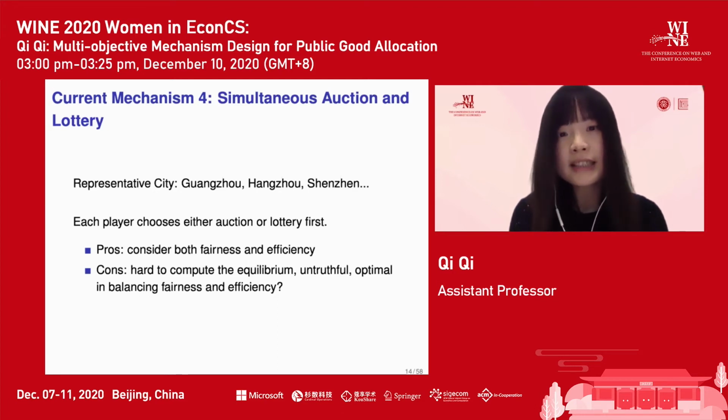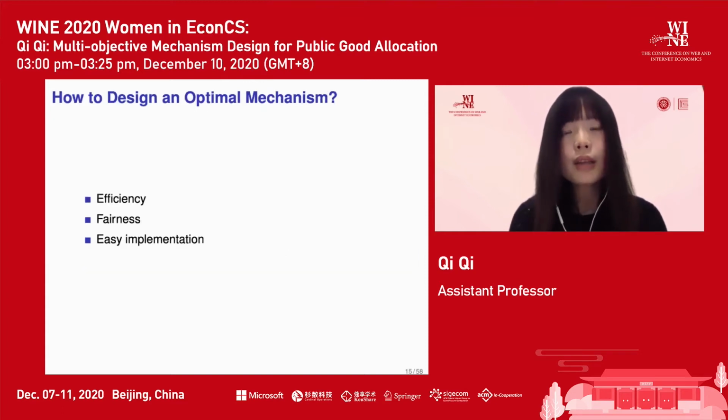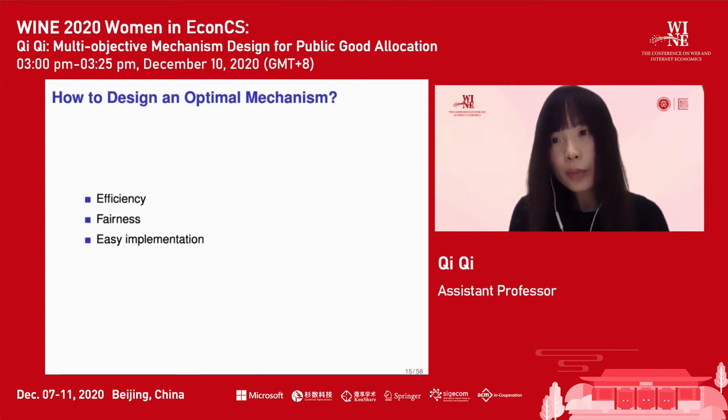First, it's difficult for you to make a decision, right? You should enter the auction or the lottery. And also when you enter the lottery or auction, especially the auction, what price should you submit? That is difficult for ordinary people to decide. And actually, it's also difficult for us to find the equilibrium of this game. So how do we decide the optimal mechanism for this real problem? We need efficiency, we need fairness, and we also want it to be easily implementable.